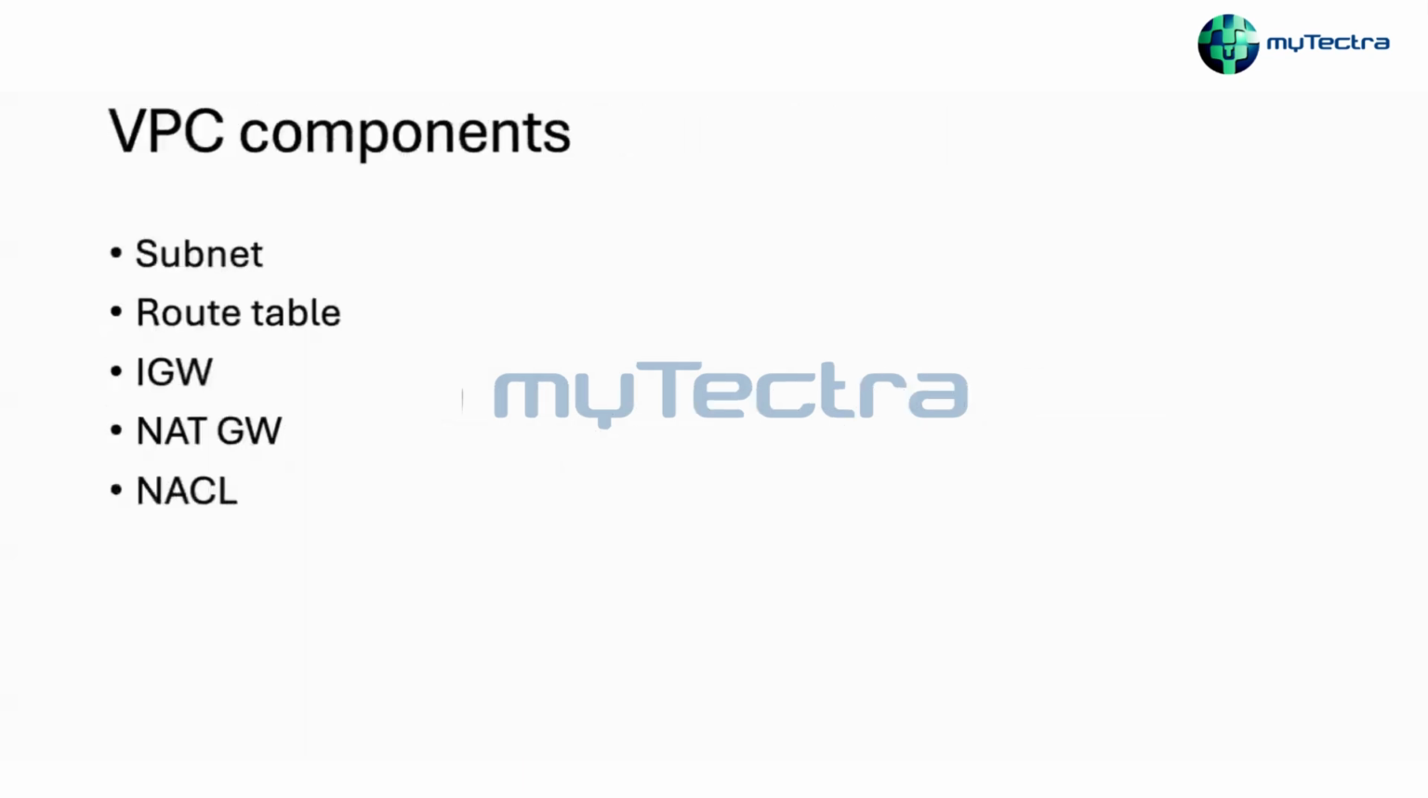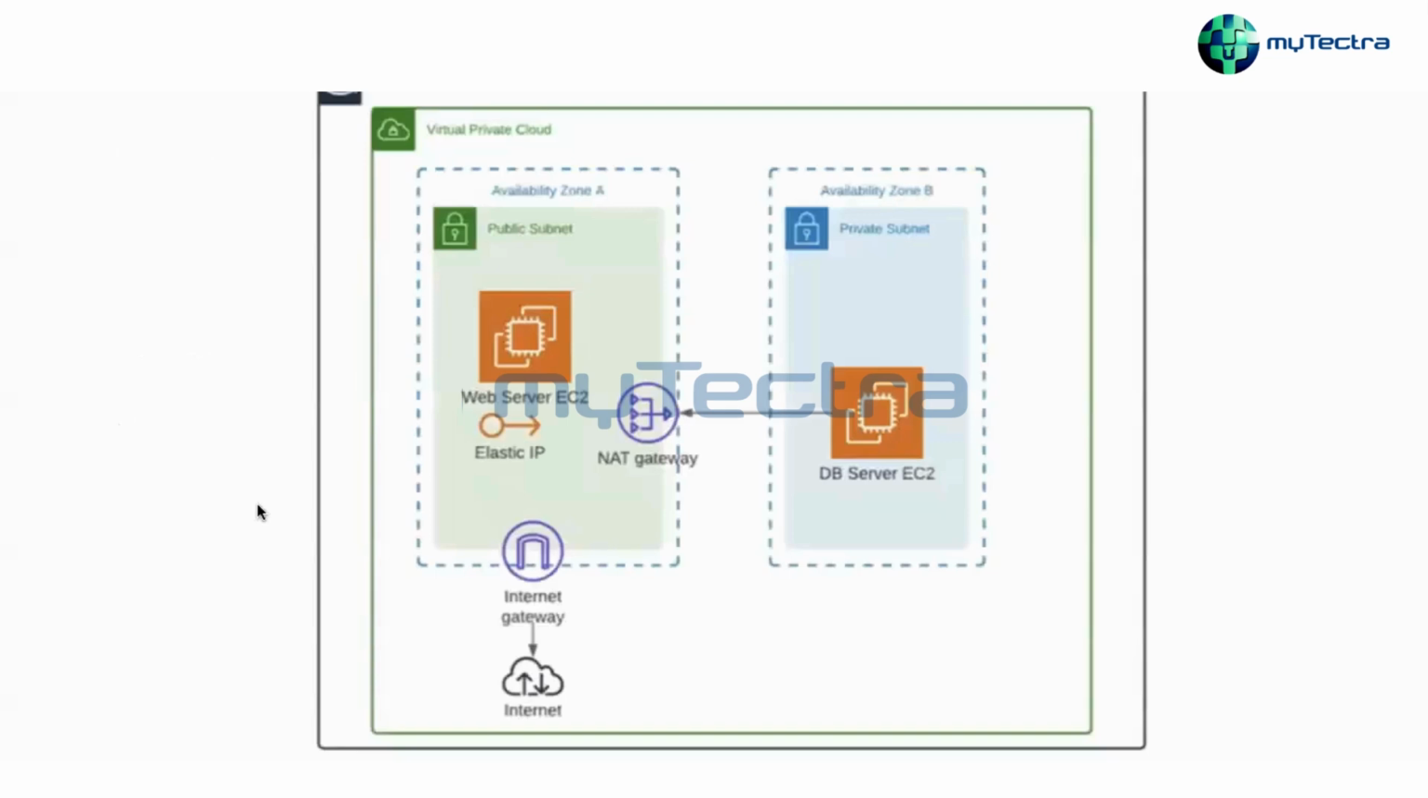Now, what are the VPC components? Subnet, route table, IGW, NAT gateway, NACL. So what we understood is that VPC is the basic virtual component where we can create our infrastructure. These are the subcomponents of the VPC. IGW is internet gateway. NACL is network access control list. Now go through the architecture to understand it further.